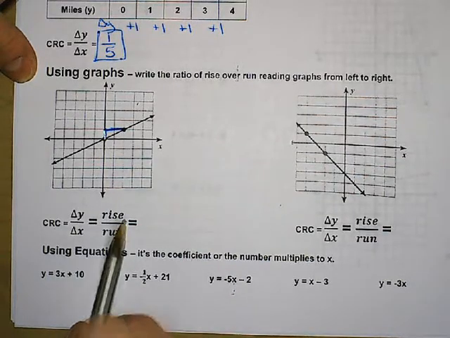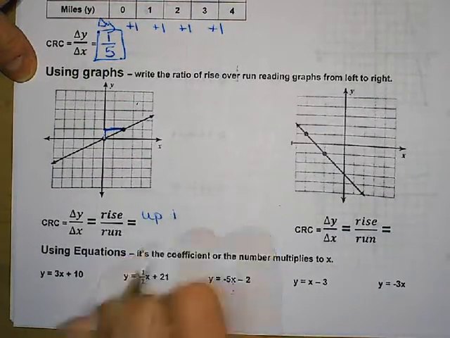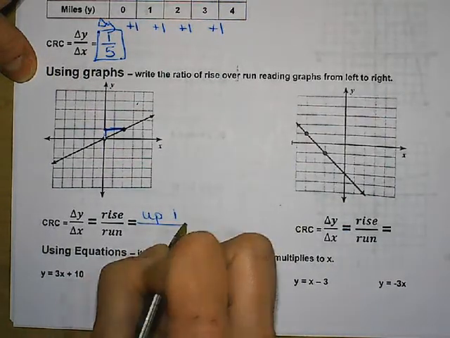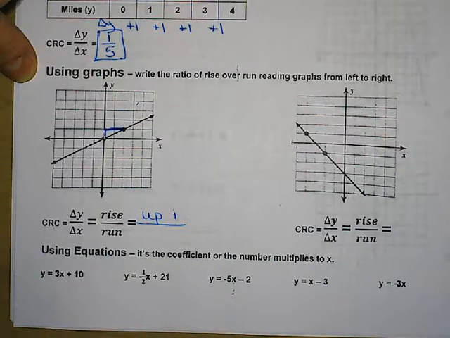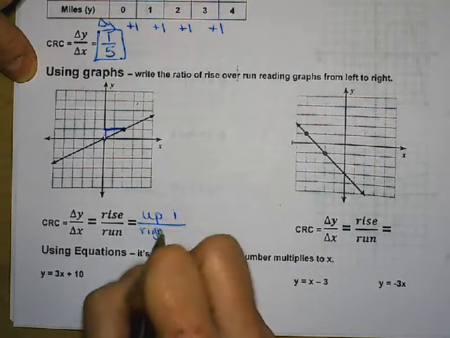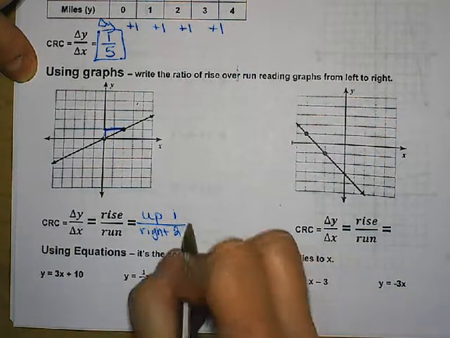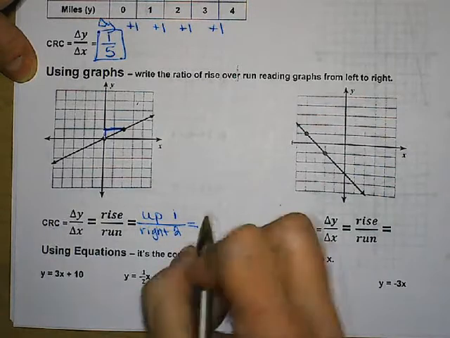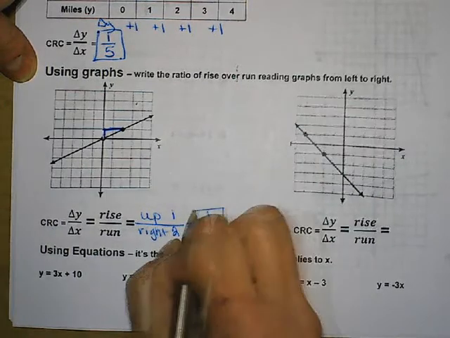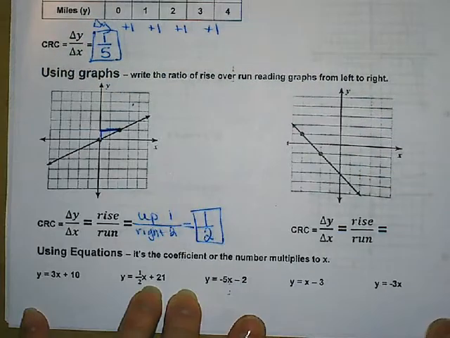Your change in y is how many you go up. This one is going up 1. Your change in x is how many you go left or right. Since this one is going right 2, that means we do have a positive slope. Therefore, your constant rate of change is 1/2. Let's take a look at this other example.